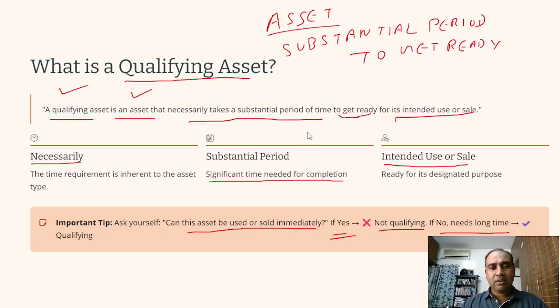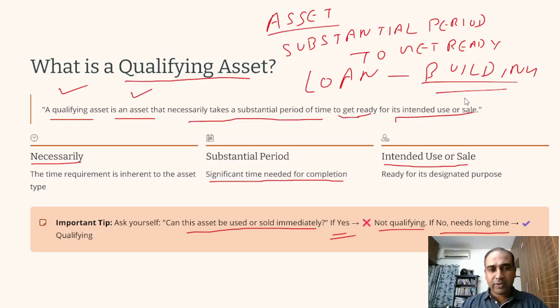Take an example, there is a land actually. You are going to construct a building. When you take a loan for construction of a building, the building will take a substantial period of time to get ready, right?